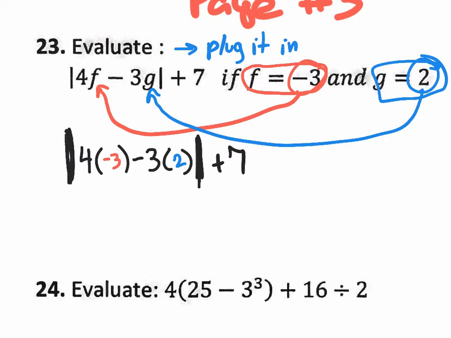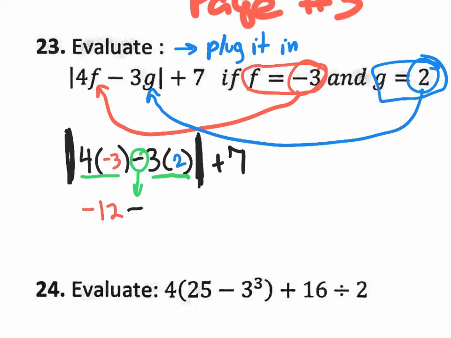You look at the inside of the absolute values, right? And on the inside of the absolute values, what do we do? Multiply. We're going to multiply the 4 times negative 3, and that's negative 12. So I have negative 12 right here. And then I'm also going to multiply the 3 times 2. And you see this minus sign, I'm just going to bring it down and put it right there.